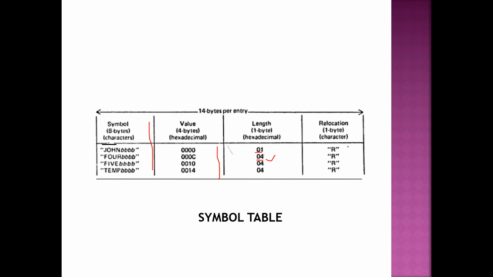The last one is very, very important here. What do you mean by relocation? Relocation is only 1 byte, which means there's only one character. It can either be R or A. Usually it is R, 90% it is going to be R. R means relocatable. Everything has to be relocated, all the symbols.